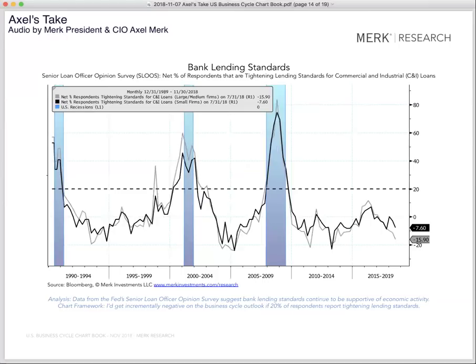Lending standards, very important metric for the business cycle. The point of rate hikes, and apologies for being repetitive, I've said this in the past as well. The point of Fed rate hikes is to tighten financial conditions, to make it more difficult to access credit. That's the whole point of hiking rates. You want to hike rates, you want to make it more difficult so that we don't get too much inflation.